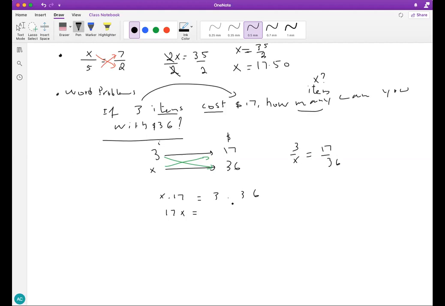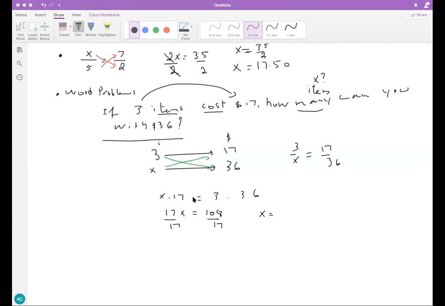What's 3 times 36? 108. That's 90 and 24 and 20. Yes, and 18. Okay, so then divide by 17 to cancel the 17. So x is, what is x? If you divide 108 by 17, what do you get?